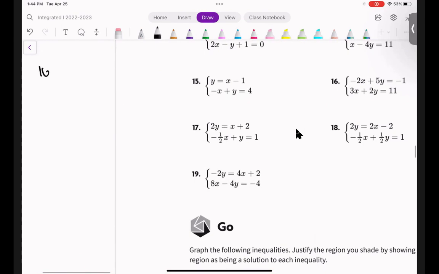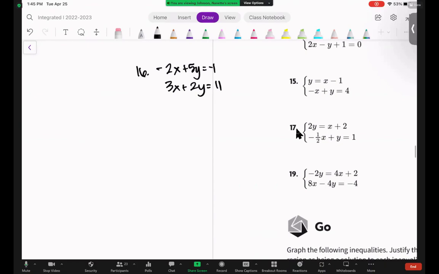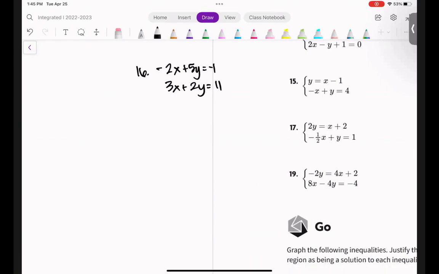All right, here's number 16. It says -2x plus 5y equals -1. And 3x plus 2y equals 11. So for this one, I'm going to use elimination. And the reason why I'm going to use elimination is because, oh man, I should have scooted it over more. Sorry, I'm going to fix this.